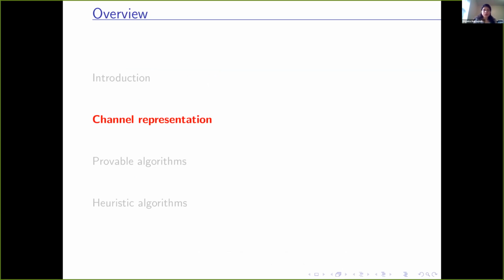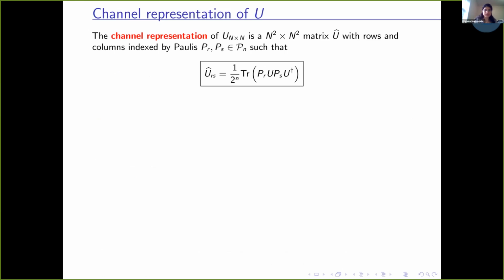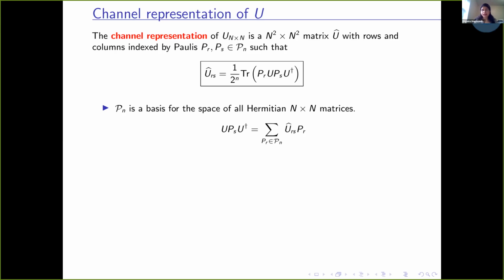In all our algorithms, we use channel representation of unitaries. So first, let me describe what is the channel representation of a unitary. So for an n cross n unitary, the channel representation is an n square cross n square matrix with rows and columns which are indexed by n qubit Paulis. So the RS entry is given by this term, trace of P_R U P_S U dagger multiplied by this constant 1 by 2 to the power n. This is derived from the fact that the n-qubit Pauli operators form a basis for the space of all Hermitian matrices. For a unitary, its channel representation is a unitary itself. It respects the multiplicative property, the tensor product property, and each of its entries is real.